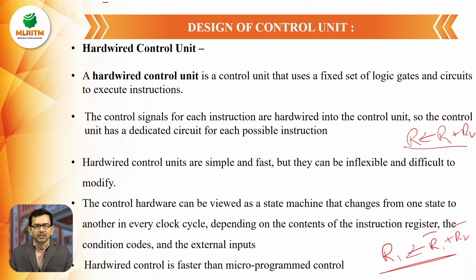the execution, once it starts, the execution speed is very much fast when we compare that with the software or the programmed control unit. So hardware control is faster than microprogrammed control unit. So the first difference we can say between the hardwired control unit and microprogrammed control unit is the instruction execution is very much fast when I compare that with the microprogrammed control unit.